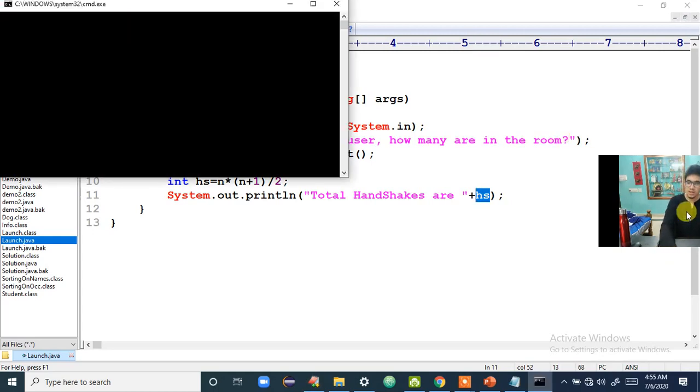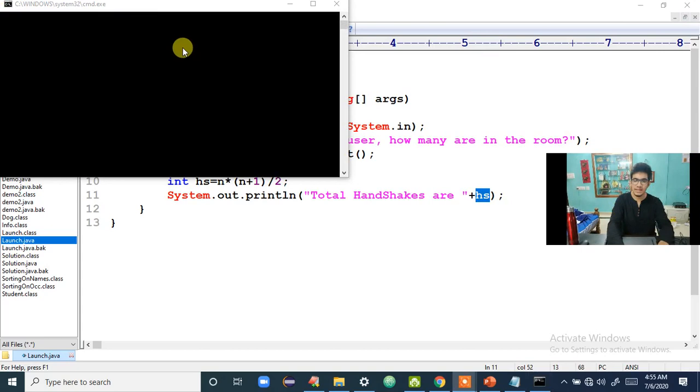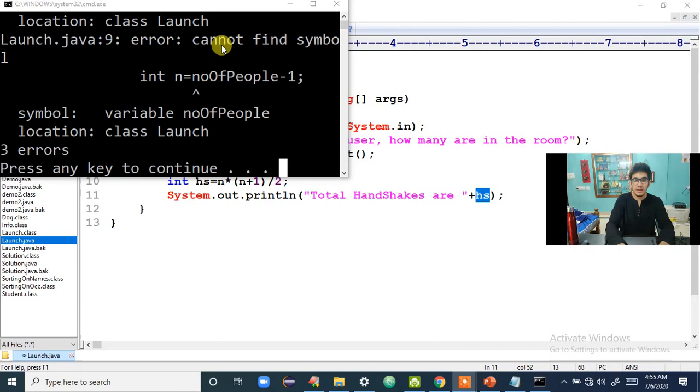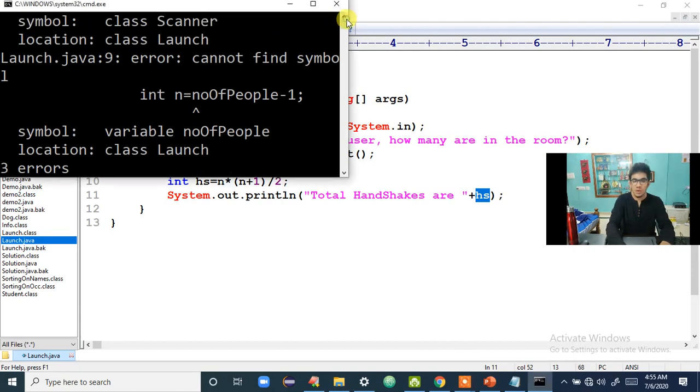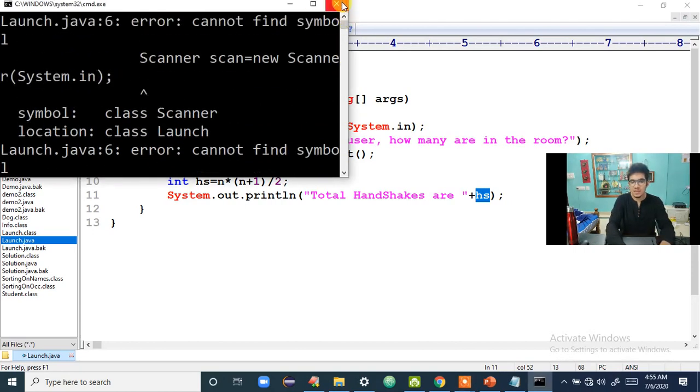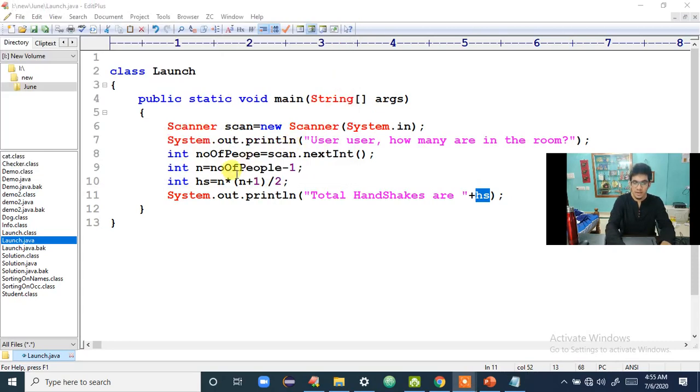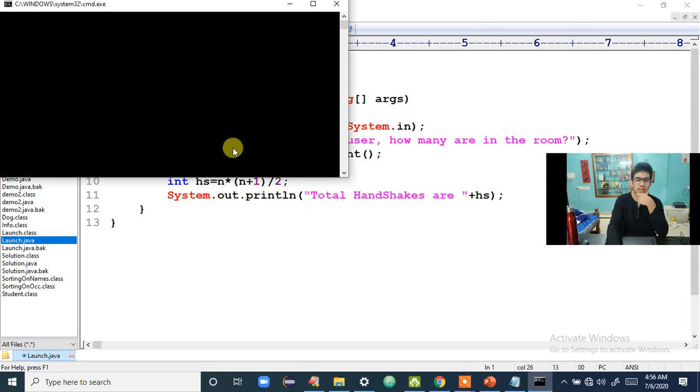Watch here, right? When I compile, it will tell cannot find symbol. For what? It cannot find symbol for the Scanner class, because Scanner is a class which is not present in the lang package, so I have to import it. So import java.util, where it is present. It is present in java.util.Scanner. Scanner is present here. I have to import it like this. So when I compile and execute, watch here.